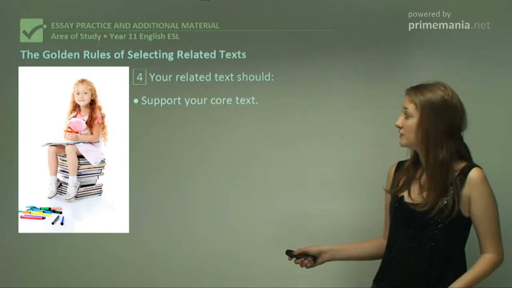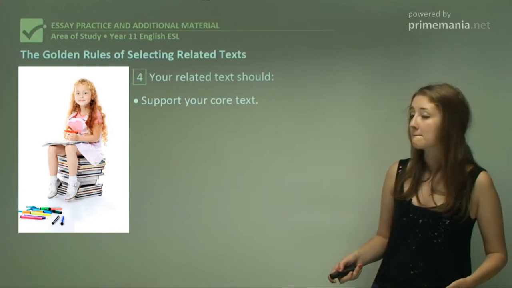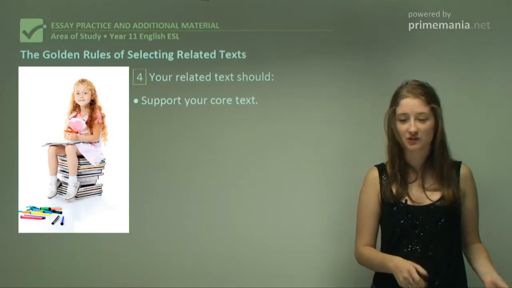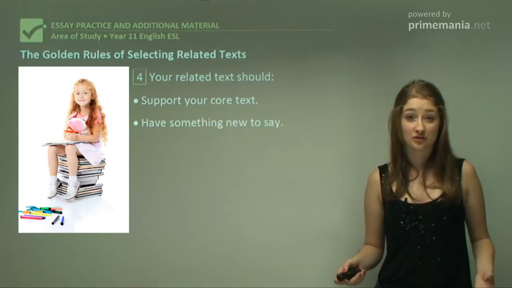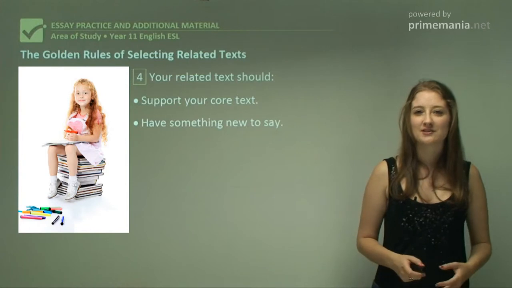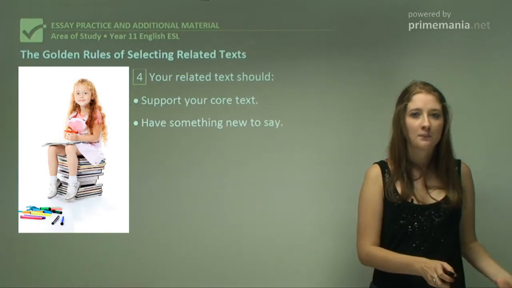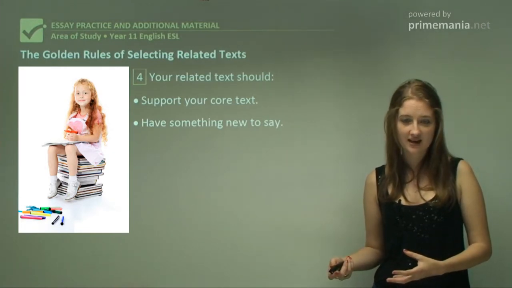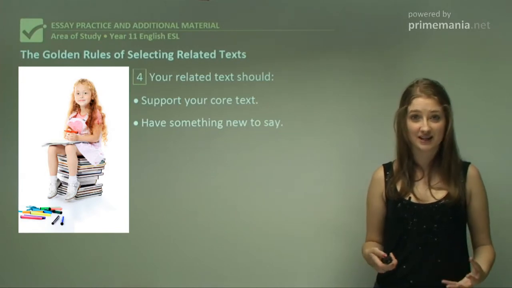The fourth issue is surrounding what your related text should actually be. It's really important that it firstly supports your core texts, which you study in class, as well as having something new to say. So you don't want it to just almost repeat what your core text said, but you also want it to actually have something new and interesting to say, so that you're not always repeating yourself, but that you always have fresh and interesting ideas.